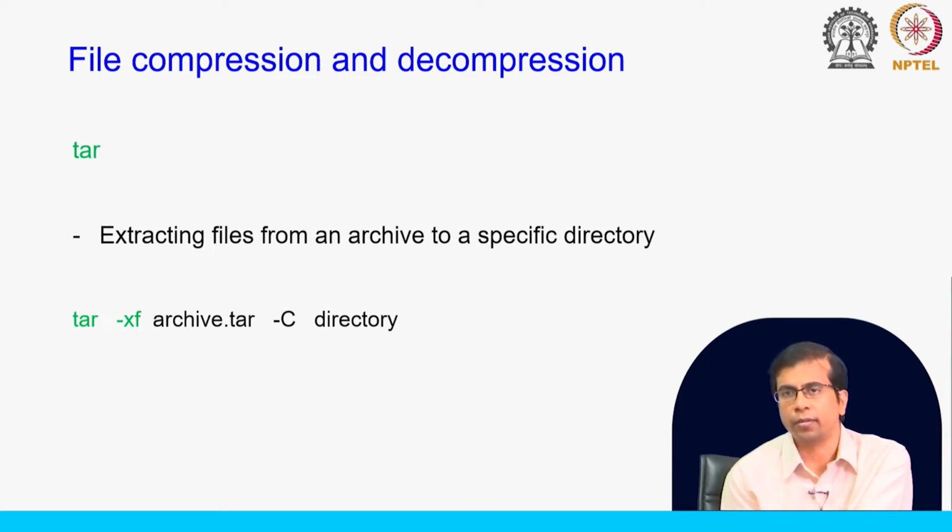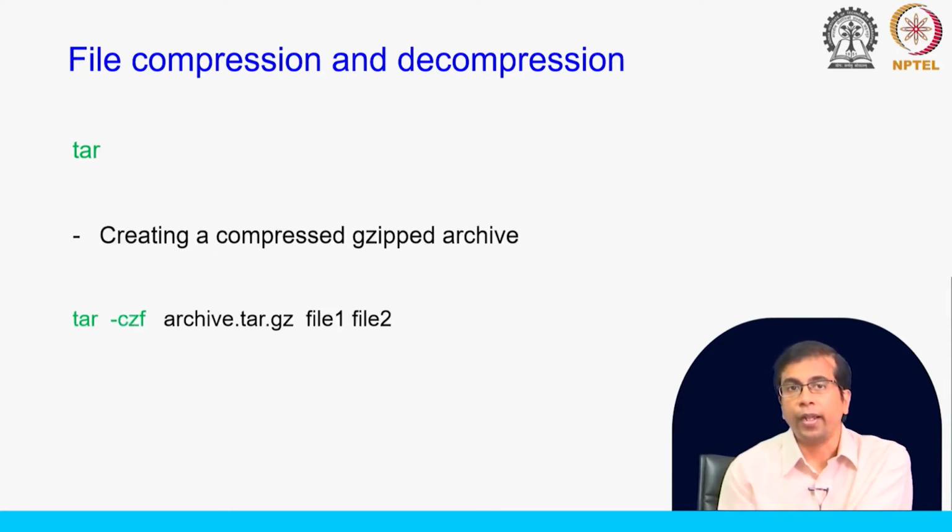If you want to extract these files into a specific directory, let us say you have hundreds of files, you know there will be many files in this archive. What you do is you want to specify another directory instead of the current working directory, where this extraction process will happen. All the files will be extracted into that directory, and this is the option you will give: -C directory.